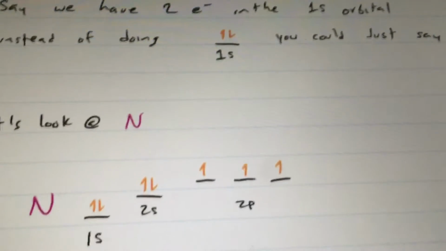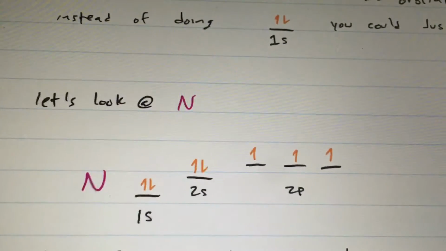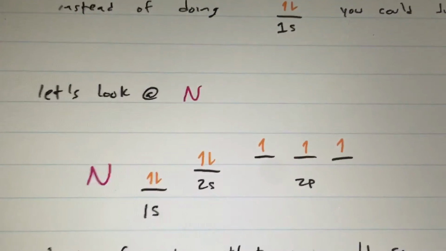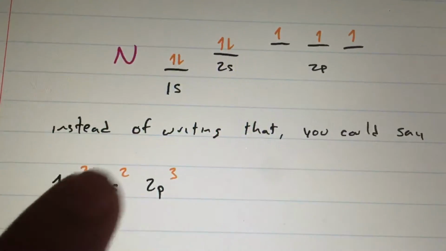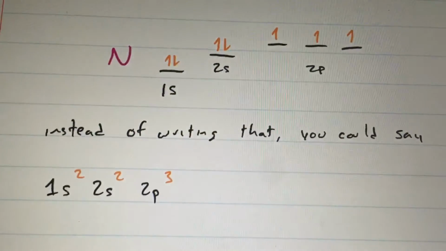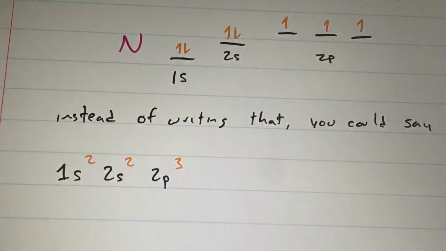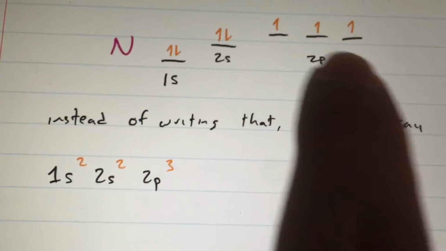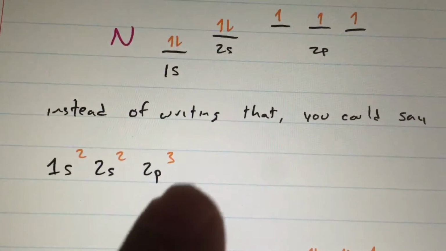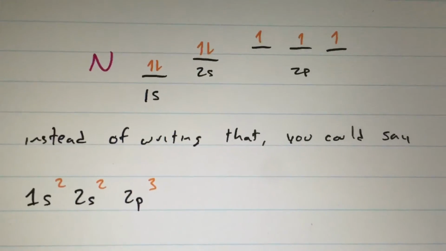Let's go back to nitrogen. Guess what we had? And let's rewrite that to our new way of doing the electron configuration. So we say 1s2, there are 2 electrons in the 1s, 2s2, 2 electrons, and 2p, how many electrons do we have there? 1, 2, 3. So 2p3.